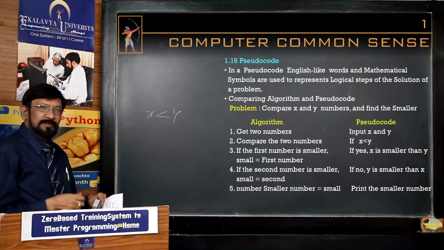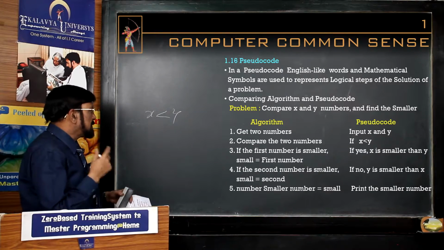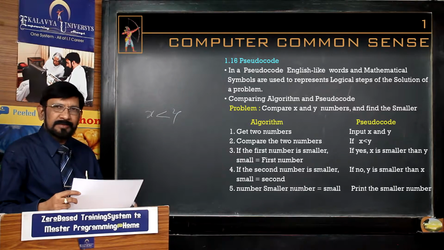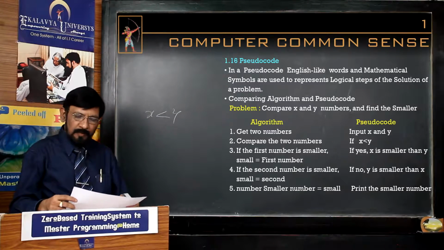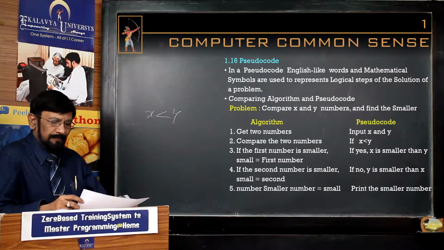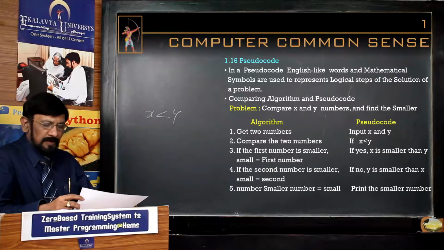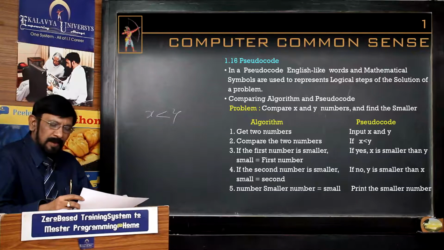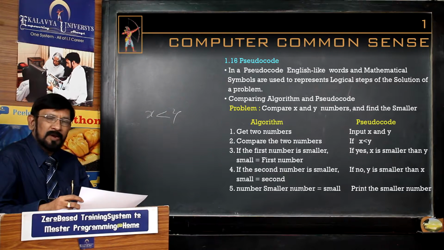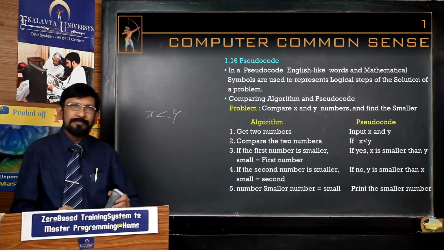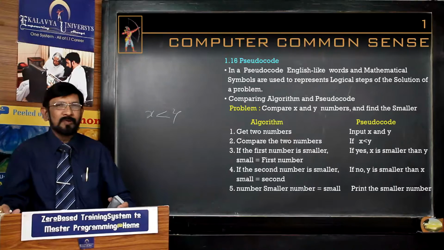There are two cases. What are the cases? It may be lesser or it may be more. If it is yes, then x is smaller than y. Next, if no, that means x is not smaller than y, y is smaller than x. Then print the smaller number. By this, you are able to understand the prospective code.